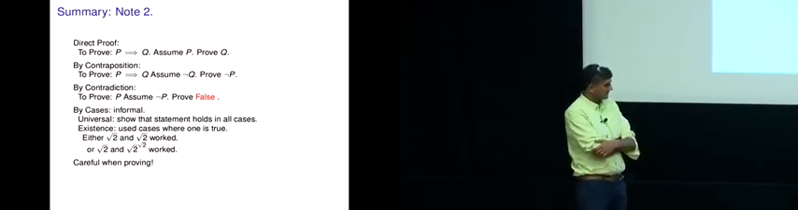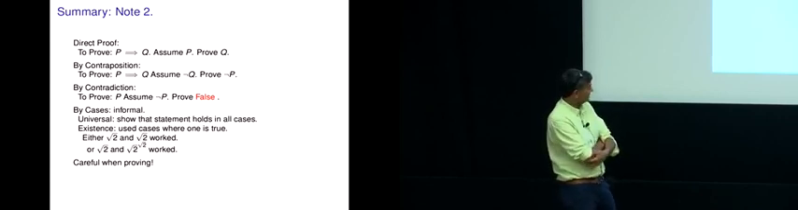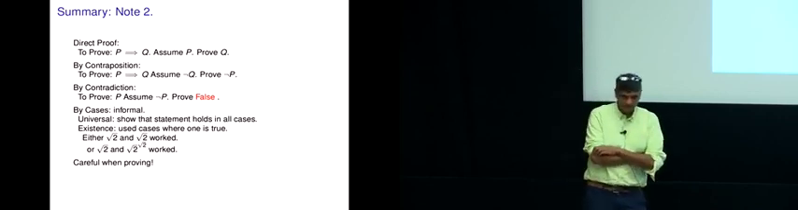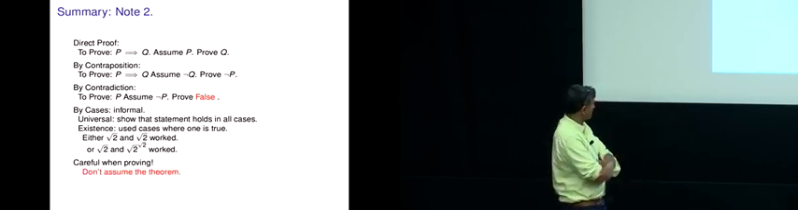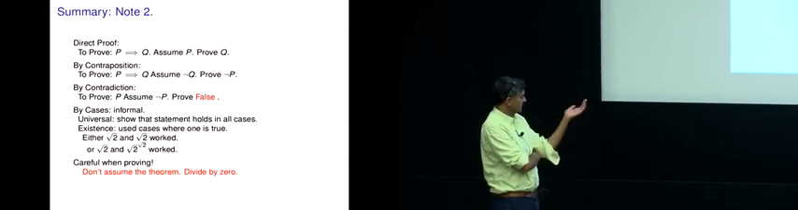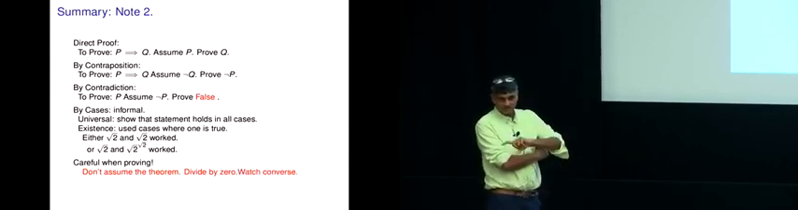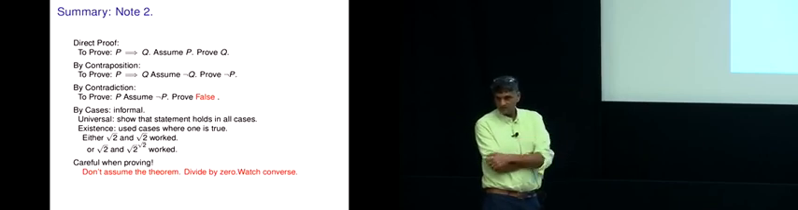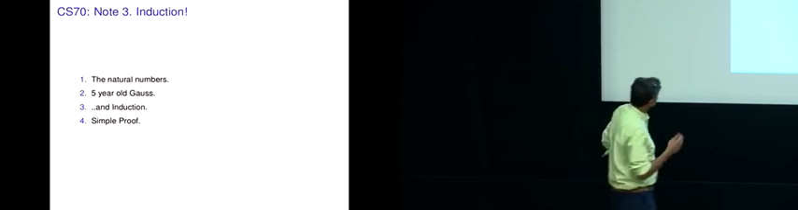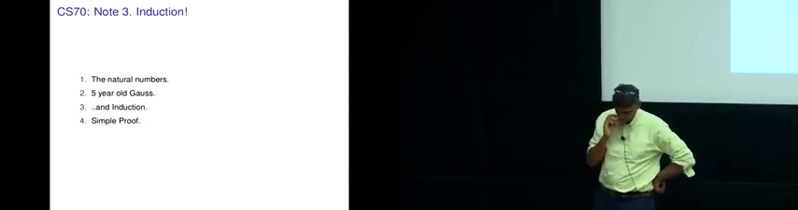Okay, and you should be careful when you're proving things, right? You don't want to prove 1 equals 2. That'll look bad. And you don't assume the theorem, and be careful about dividing by 0. The converse is not true even though the implication is true. Those are all things. Okay, so let's go to the next note, which is induction.